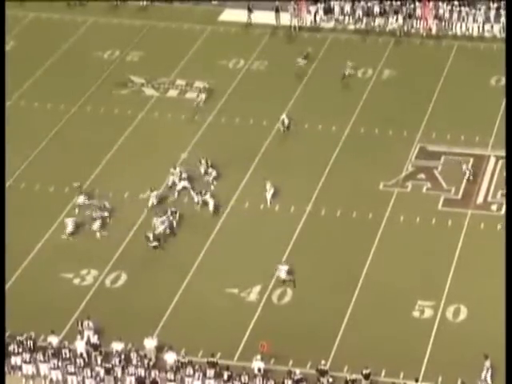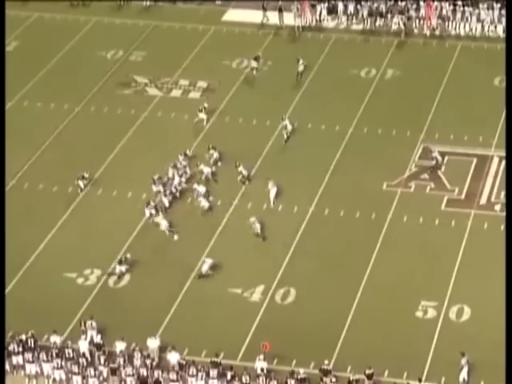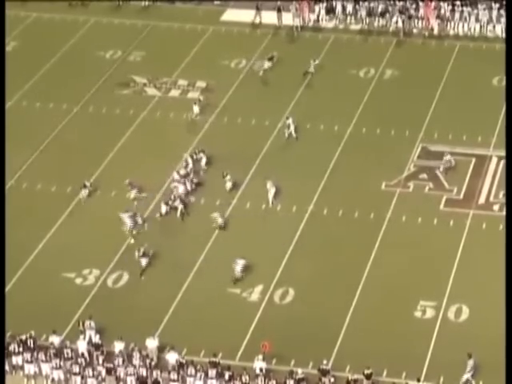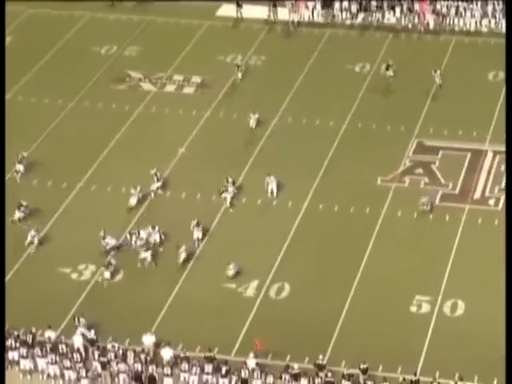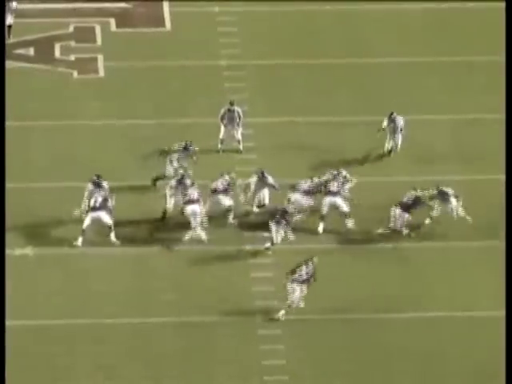That's well done. Good job by the receiver outside. Look at this. Now that safety's at about 8 yards right here, so you're not going to see him as a threat, which means the receiver should get him, and he does.